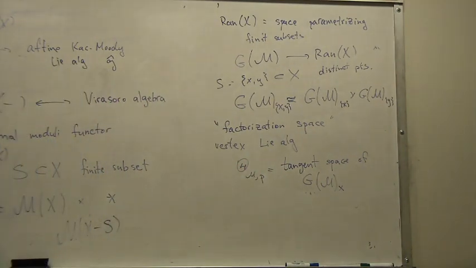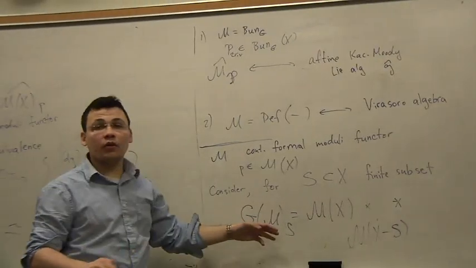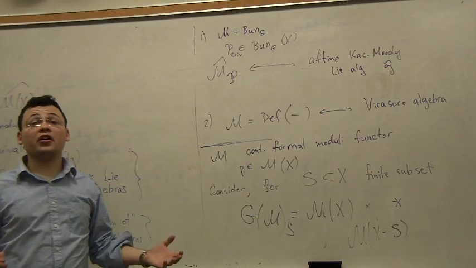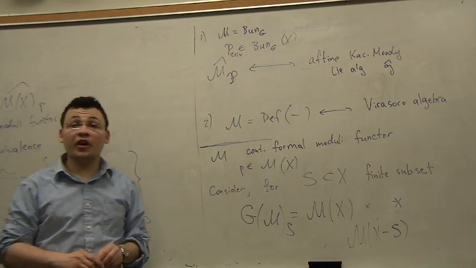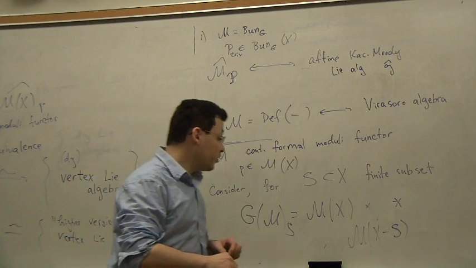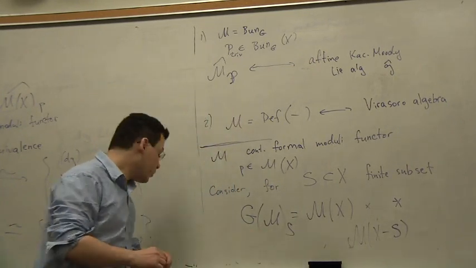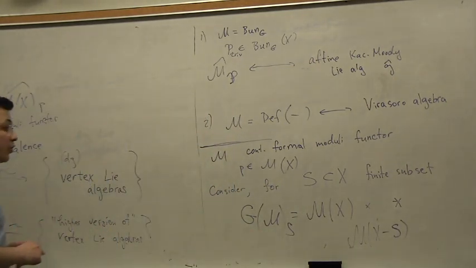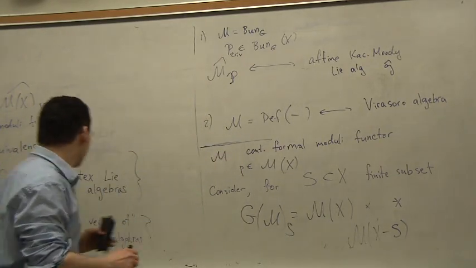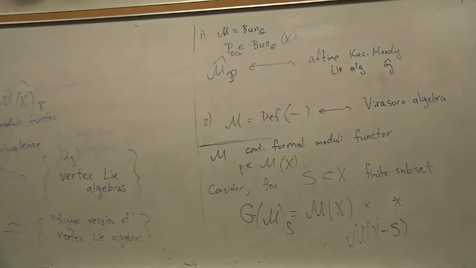So maybe I should say that in the case of moduli of G bundles, and in dimension 1, this G of M is what's known as the affine Grassmannian, which is a very well studied space, and it is very important in the geometric Langlands program and things like that. But let's not go in that direction.